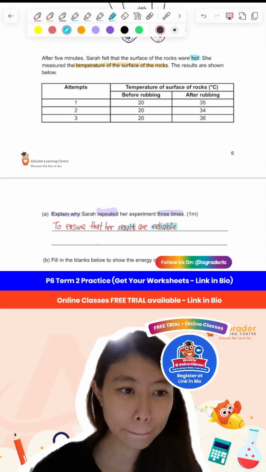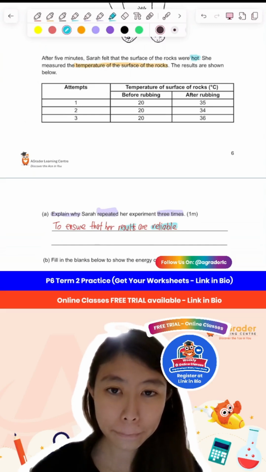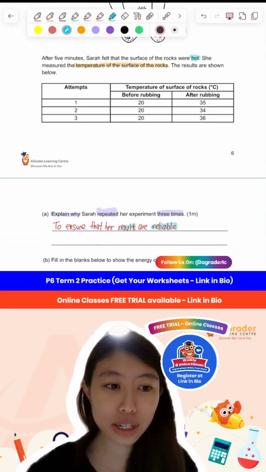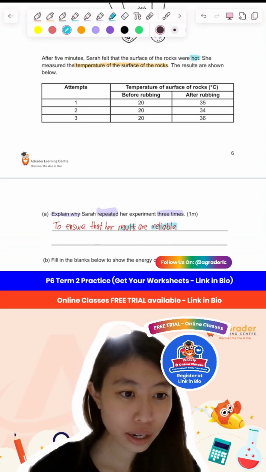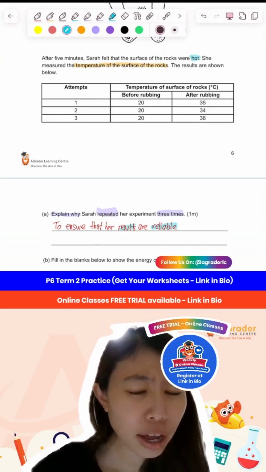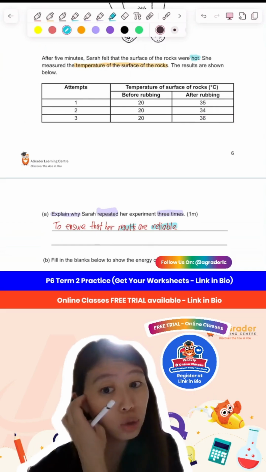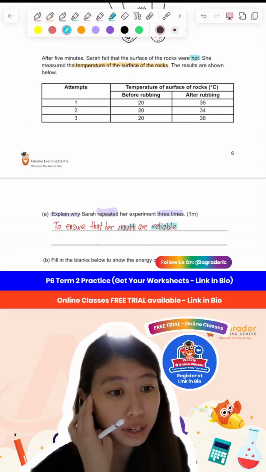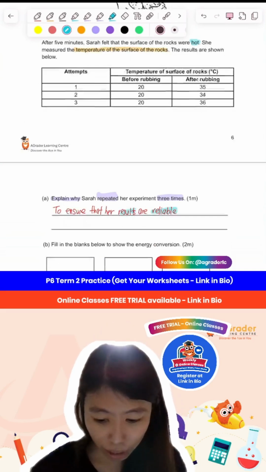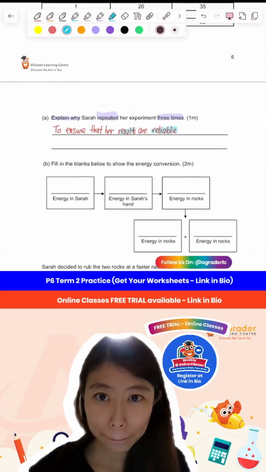Everyone okay? Okay, so let's move on to the next one. Fair test. Back then, it was to ensure a fair test. And ensuring a fair test means that I don't want to change any variables. Okay, so I'm going to move on to B.